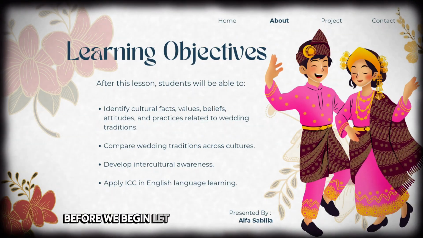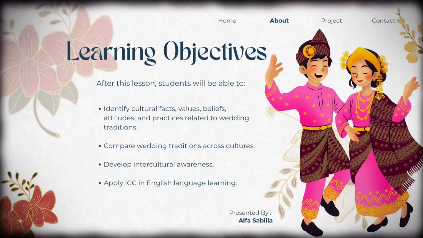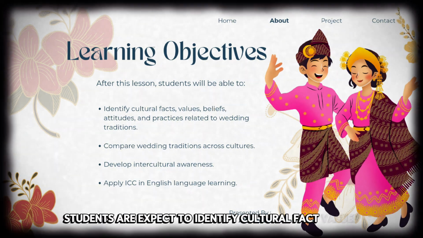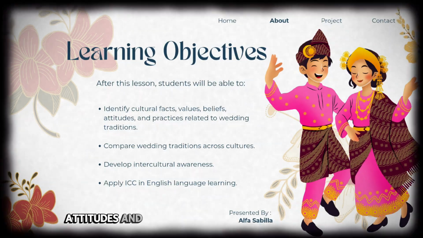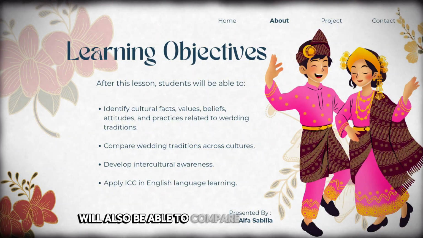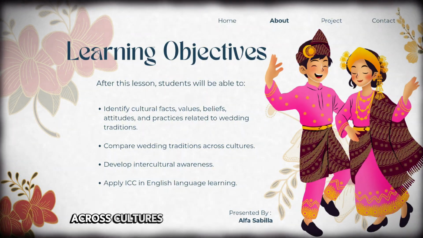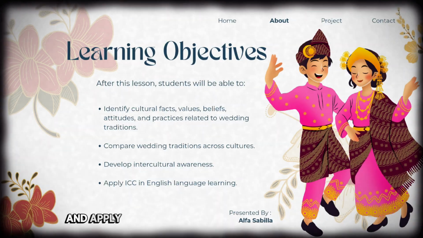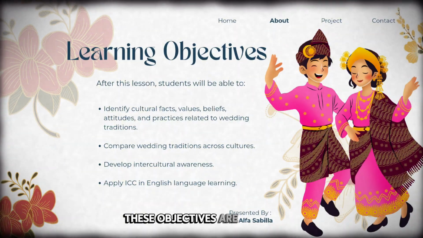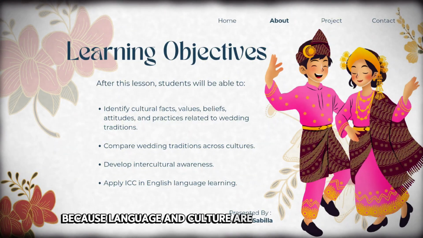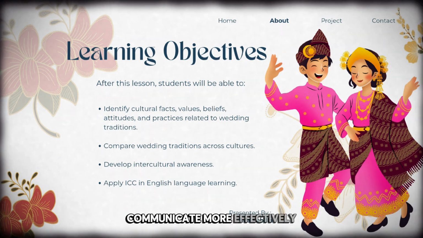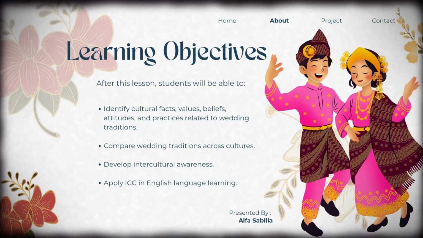Before we begin, let us look at the learning objective. After this lesson, students are expected to identify cultural facts, values, beliefs, attitudes, and practices related to wedding traditions. Students will also be able to compare wedding traditions across cultures, develop intercultural awareness, and apply intercultural communicative competence in English language learning. These objectives are important because language and culture are closely connected. Understanding culture helps learners communicate more effectively with people from different backgrounds.